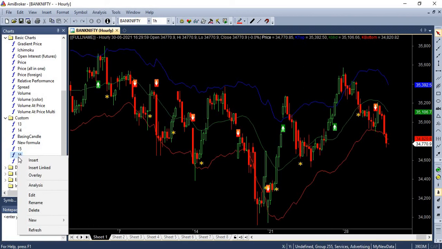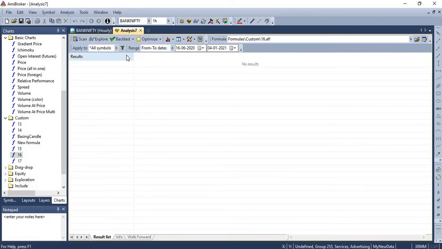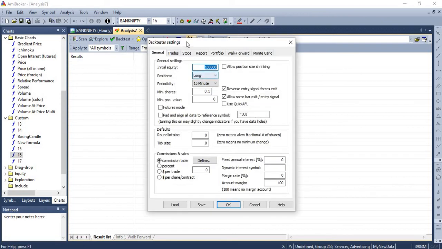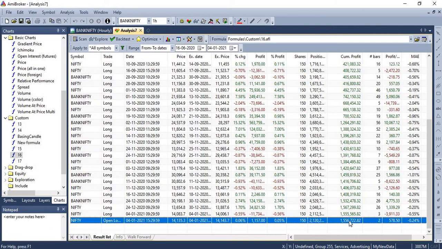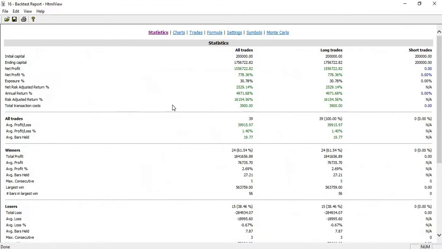Moving on to backtest, you can also run a backtest on this code. I'm going to run the backtest on Nifty and Bank Nifty for a period of 6 months on this particular code. This backtest is being executed on an hourly time frame and we'll only be taking long positions. So I'm going to run the backtest now. If you look at the results, this strategy generates approximately 15.5 lakh profits on a capital of 2 lakhs in 6 months. And if you go to the reports, you will be able to see the annualized returns. This strategy almost generates 5000% annual returns smoothly.